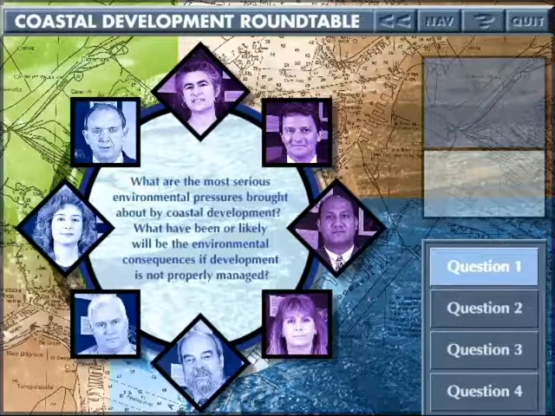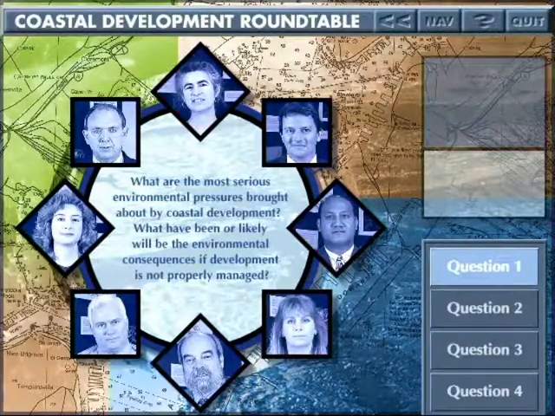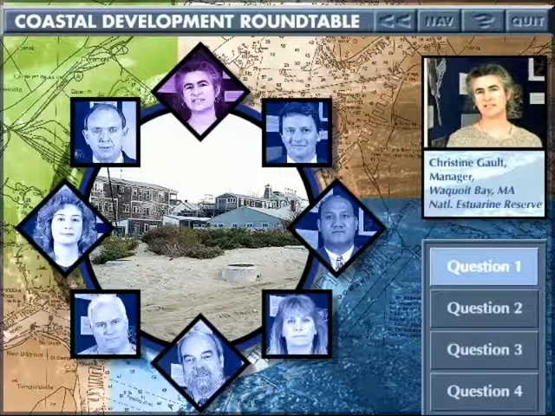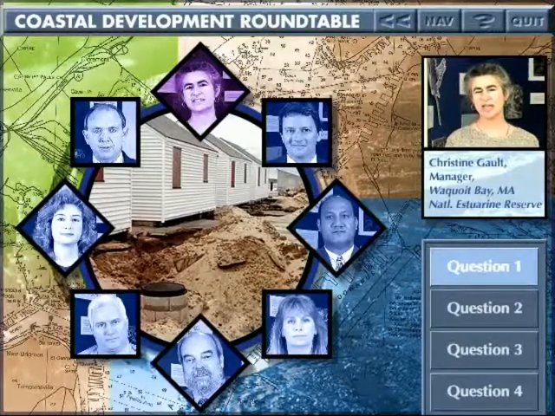What are the most serious environmental pressures brought about by coastal development? And what have been, or likely will be, the environmental consequences if development is not properly managed? In Massachusetts, in the suburban and rural parts of Massachusetts, the most serious consequences of development near the coastal areas has been just the impact of that land use on the near coastal waters.